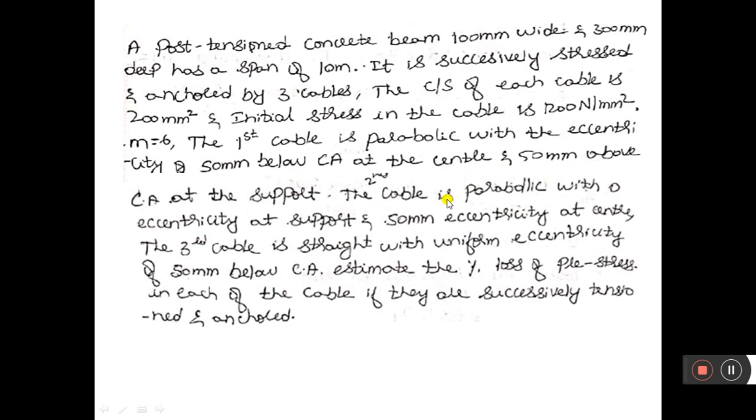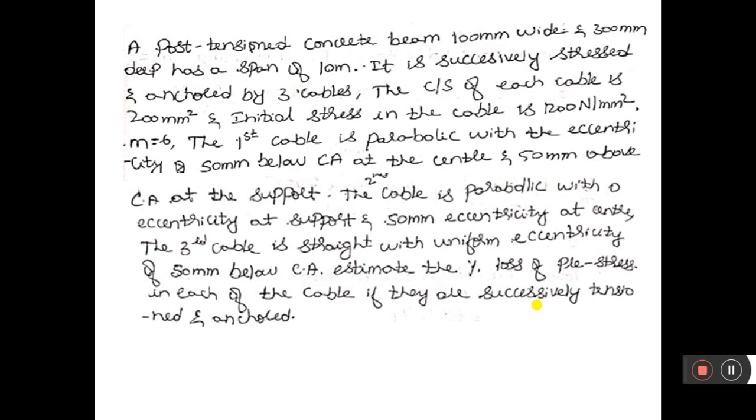The second cable is parabolic with 0 eccentricity at the support and 50 mm eccentricity at the center. The third cable is straight with a uniform eccentricity of 50 mm below the centroidal axis. Estimate the percentage loss of prestress in each of the cables if they are successively tensioned and anchored.